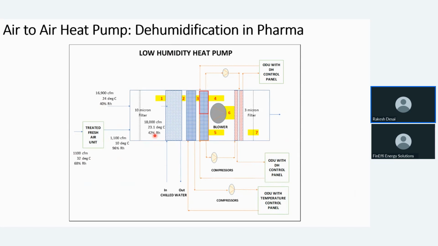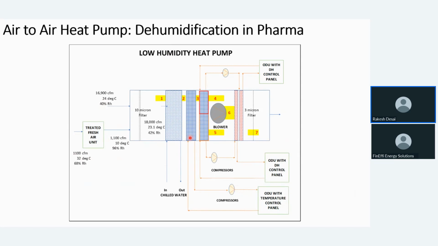So this air, which is at 23 degrees centigrade, 42% RH, first gets pre-cooled in the chill water coil up to 14 degrees centigrade and 75% RH. Then it passes on to the first set of dehumidification, that is this dehumidification coil, which is nothing but the DX type of coil, wherein a compressor or ODU is there.